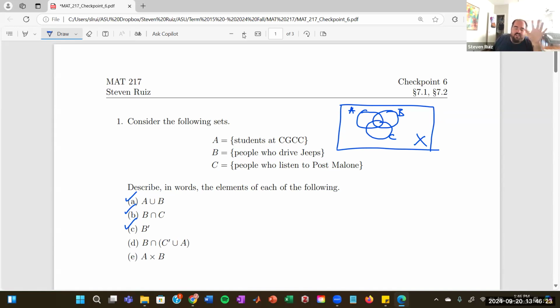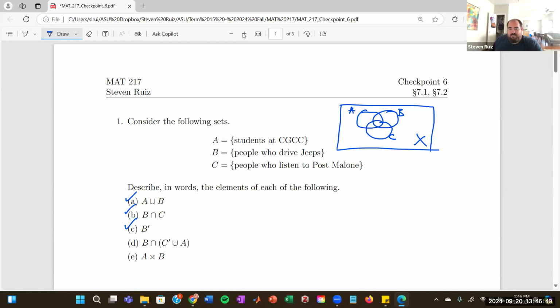Last one, this next one is pretty complicated here. So I think a diagram is a good move here. So we have parentheses. Parentheses mean the same thing in set theory as they do in algebra. We want to handle that operation first. So first, let's deal with, okay, we have C complement union A. So I want to shade the things that are either in C complement or in A.